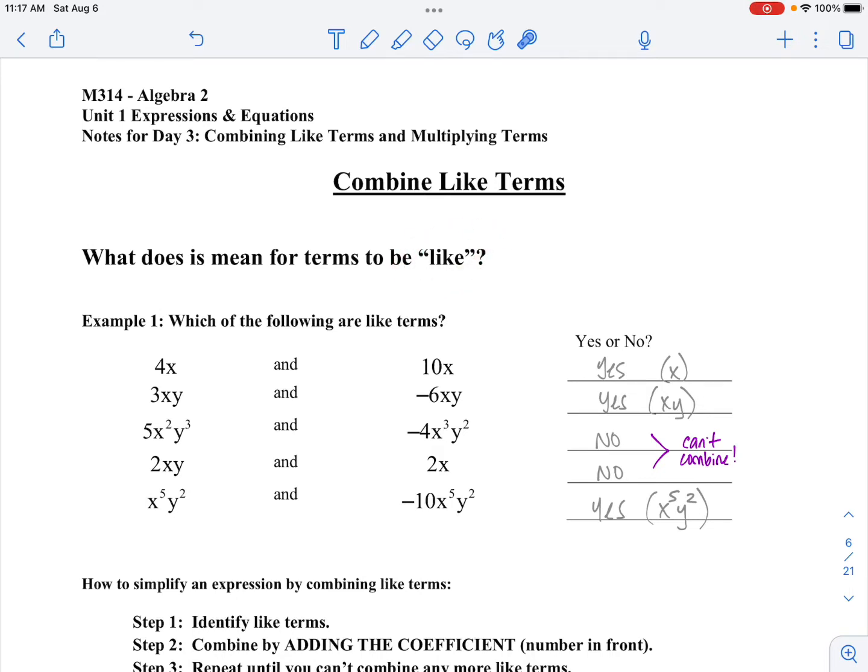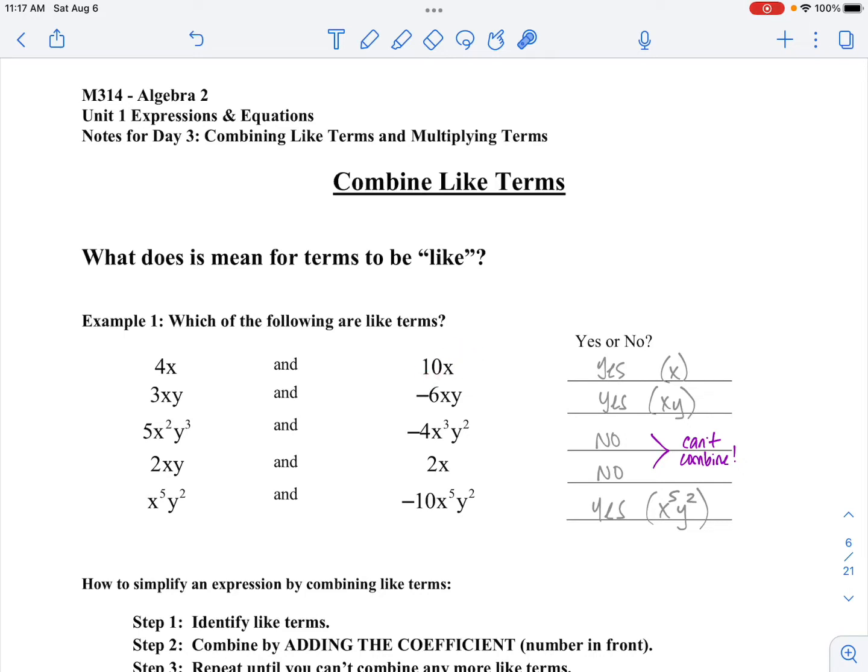It means they have the same variables, and variables are just a fancy word for saying letters. So these both have x terms. So yes, they are the same because they both are x terms. It's like 4 apples and 10 apples. The x's refer to the apples in this case.